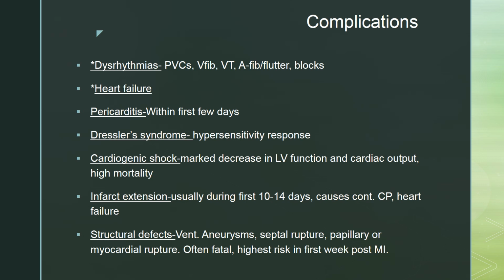These others, they can happen. Pericarditis, it's an inflammation around the pericardial sac. Not an infection, it's itis, it's inflammation. Dressler syndrome, it's a hypersensitivity response, so you had some cells die, some of your heart died, and your heart is extra sensitive at this point in time. Cardiogenic shock, so it's a marked decrease in your left ventricle. And with cardiogenic shock, if we don't treat them aggressively, they're more apt to pass away from us.